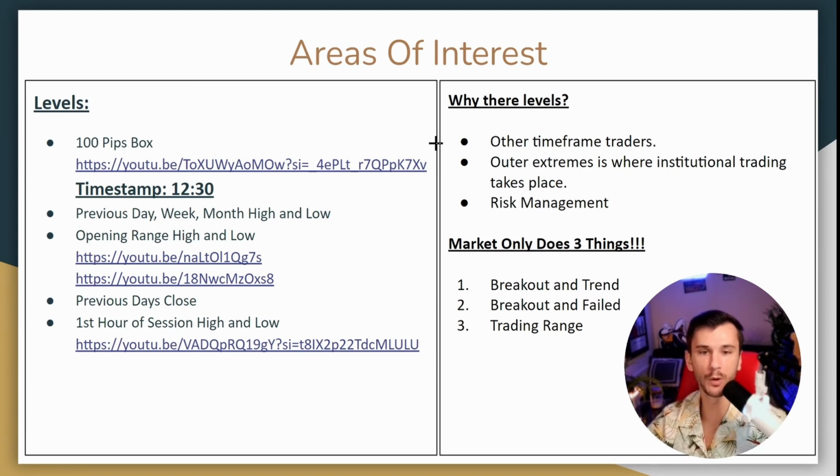And always wanting to remember at all times that the market only does three things. It breaks out in trends, it breaks out in fails, and then it also will stay inside of a trading range. So when you think about any of these boxes, right, price is always in a box, and because it's in a box, it will only do one of these three things. And we just look for signs and symptoms or signatures of one of these three things happening at certain times of the day and look to benefit from them.